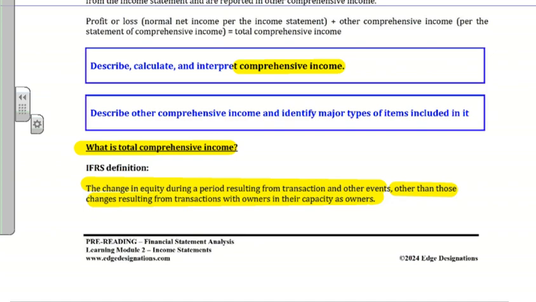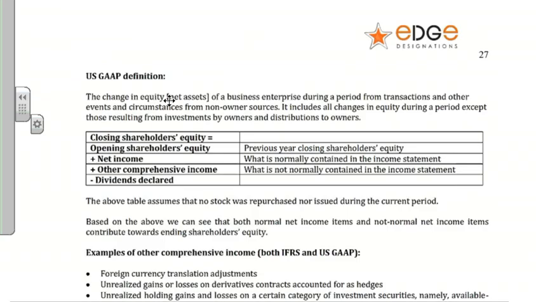It came about from, we'll see here, under the US GAAP definition, the change in equity or net assets of a business during a period from transactions again and other events. It includes all changes in equity during a period except from investments made by owners and distributions to owners. So let's have a look over here. I've got closing shareholders equity, and I've got opening, and what is that made up of? When I come to my end year closing equity, what's that made up of? Well, it started off with an opening balance.